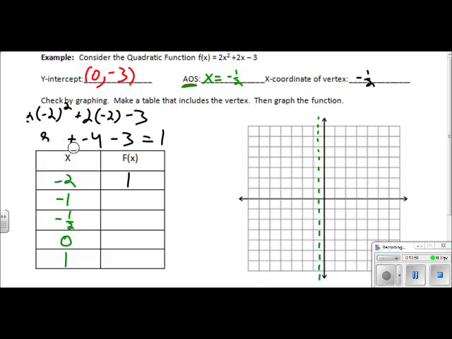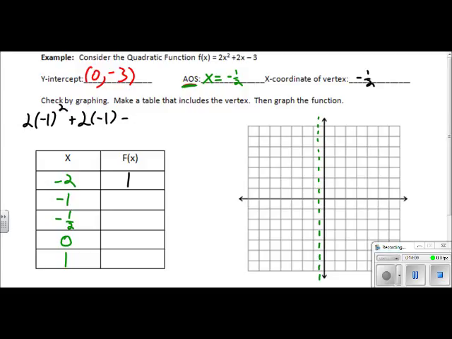Same thing, I've got to keep going and try some other values here. We'd say 2 times negative 1 squared plus 2 times negative 1 minus 3. Negative 1 squared is 1 times 2 is 2. Plus 2 times negative 1 is negative 2. And minus 3. Positive 2 and negative 2 cancel out, so we're just left with negative 3.